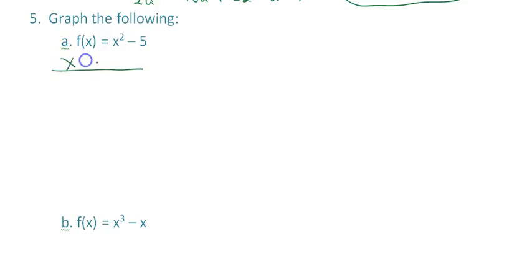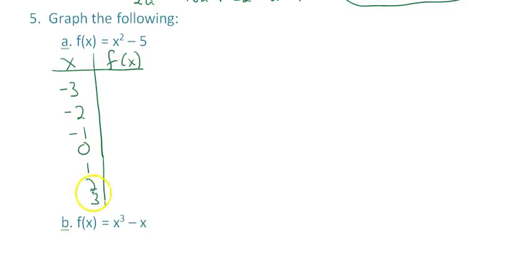So I'm going to make a table of values, x and f of x, and I can pick any x values that I want, and I like to pick ones that are small enough to work with in my head. So I'm going to say negative 3, negative 2, negative 1, 0, 1, 2, and 3. Just because those are easy to work with, and it gives me some negatives, some positives, and it's always good to plug 0 in and see what happens there.